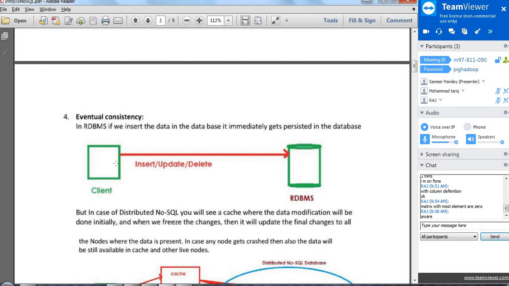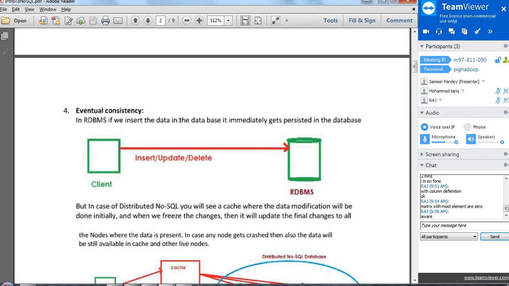Now the next question that will come to your mind: how does it make immediate changes in the RDBMS? Because for changes we do commit, right? We do commit and then only our changes get stored permanently. That is fine. But for temporary storage also, it uses this RDBMS only. It doesn't have any intermediate storage between the client and the RDBMS. So overall, if we insert the data in the database, it immediately gets persisted. Whatever operation you do on the data is immediately reflected in the RDBMS.